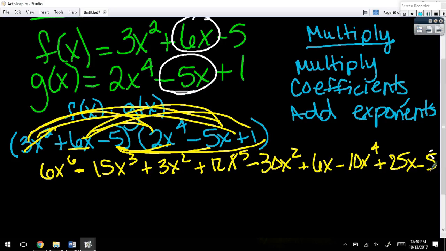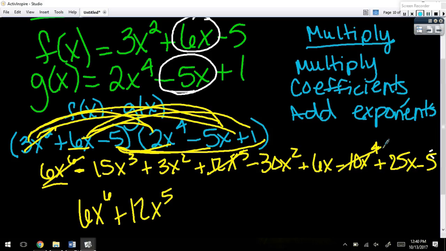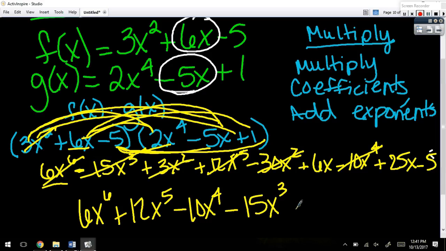Gather your like terms together. 6x to the 6th. If I'm going too fast for this, stop me. 12x to the 5th. Any powers of 4? Minus 10x to the 4th. 3s. What we got? 5x. This is so much harder than the box. It's so much more confusing. Squareds. Minus 27. Plus 31. Minus 5.